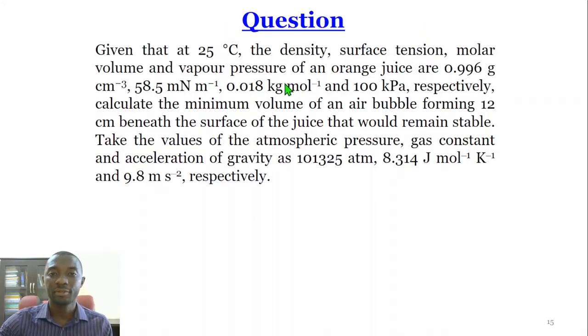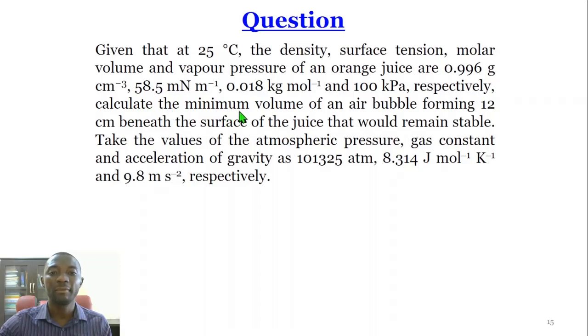So here is a question that involves the use of the Kelvin equation. It says, given that at 25 degrees C, the density, surface tension, molar volume, and vapor pressure of an orange juice are 0.996 gram per cm cube, 58.5 millinewton per meter, 0.018 kg per mole, 100 kilopascal, respectively.